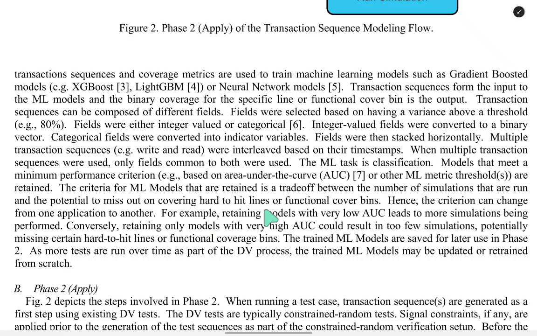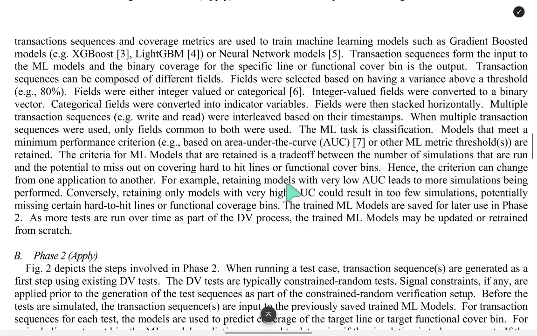For example, retaining models with a very low AUC leads to more simulations being performed. Conversely, retaining only models with a very high AUC could result in too few simulations, potentially missing certain hard-to-hit lines or functional coverage bins. The trained ML models are saved for later use in phase 2.